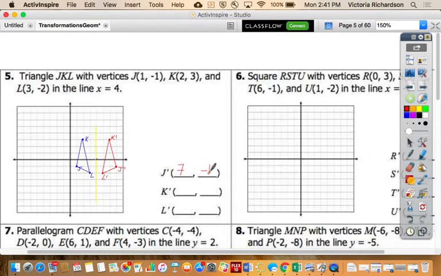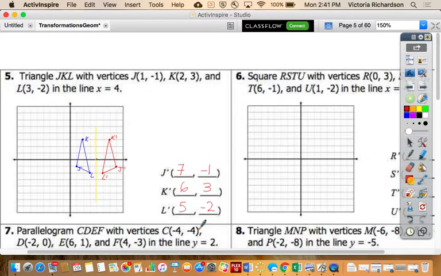Then I'm going to count for K, 1, 2, 3, 4, 5, 6. And I'm going to go up 1, 2, 3. So it becomes 6, positive 3. And then I have L prime. So I'm going to count across 1, 2, 3, 4, 5, and then go down 1, 2. So my point is 5, negative 2. So these are the new ordered pairs.